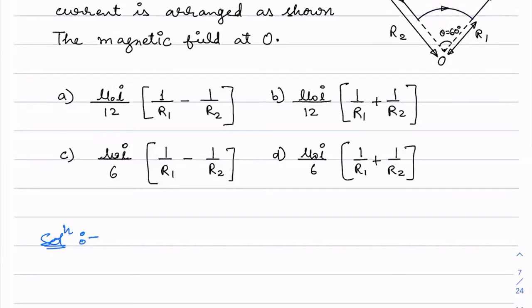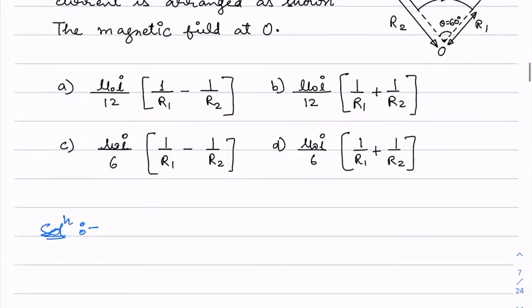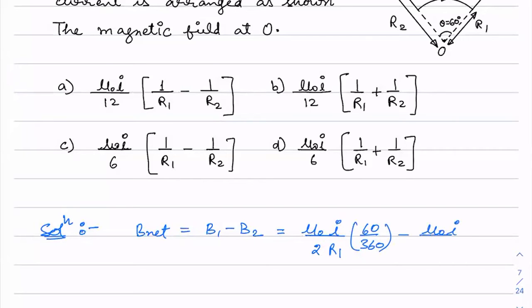Now the net magnetic field, B net, will be given as B1 minus B2. Now, what is B1? How will you write B1? Mu naught I divided by 2R1, 2 into R1. Now, what is the angle made? 60 degrees. So 60 by 360, minus mu naught I divided by 2R2, 60 by 360.